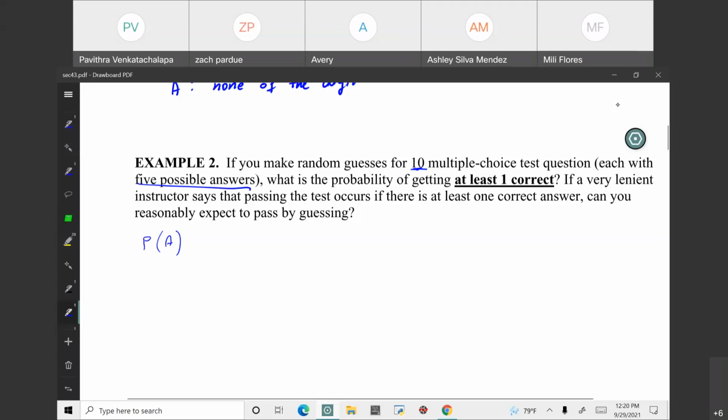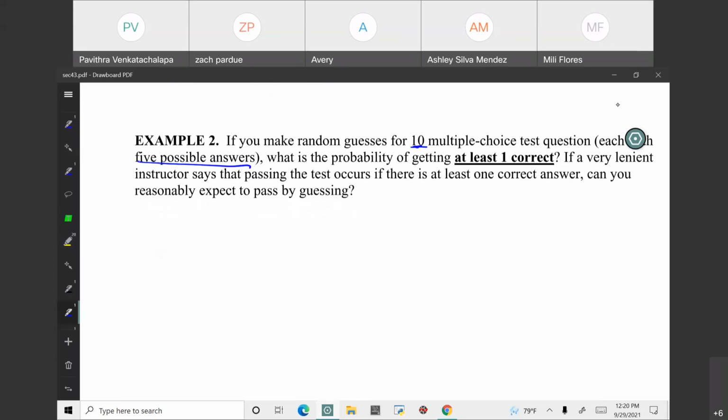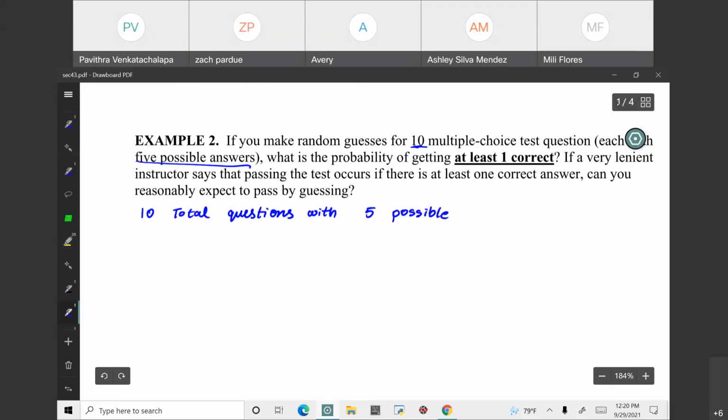Okay. Now let's arrange it this way. We have 10 questions. Ten total questions. So the total is 10 with five options or five possible answer choices. Now she's saying that at least one has to be correct. At least one has to be correct. Then what would be the probability of A complement? We'll not write P of A, but let us calculate P of A bar.